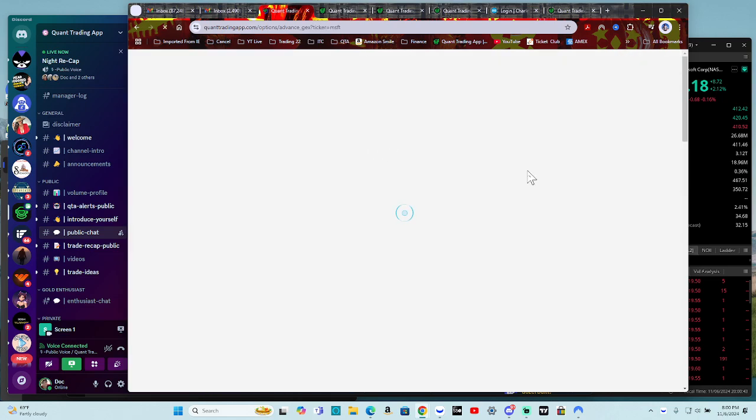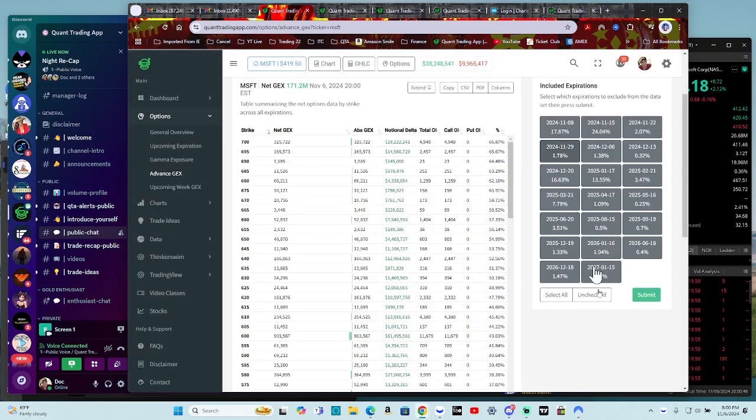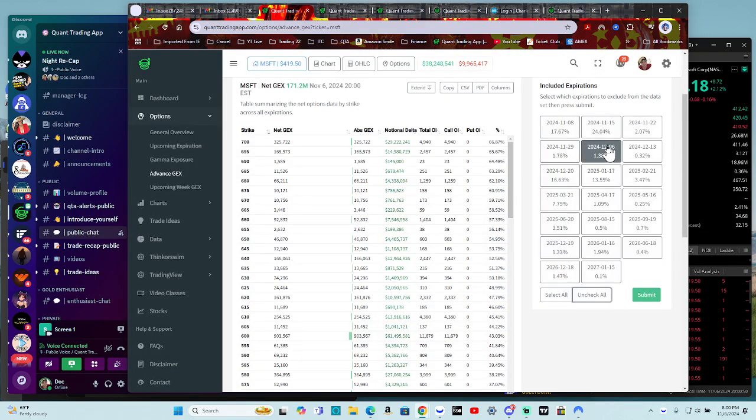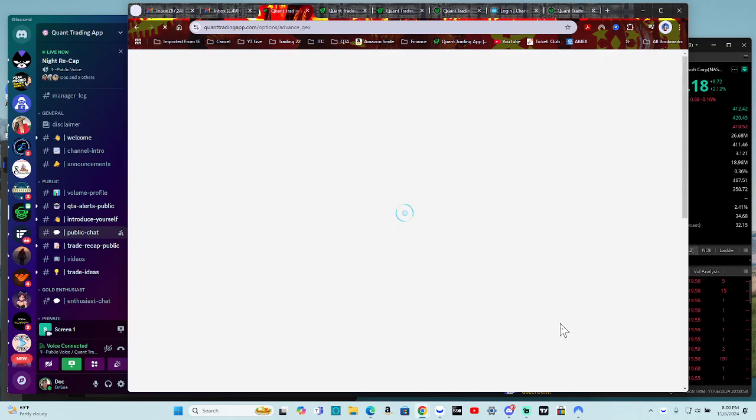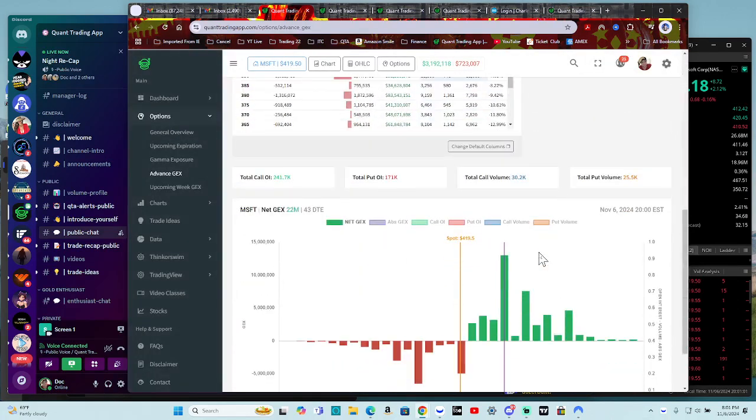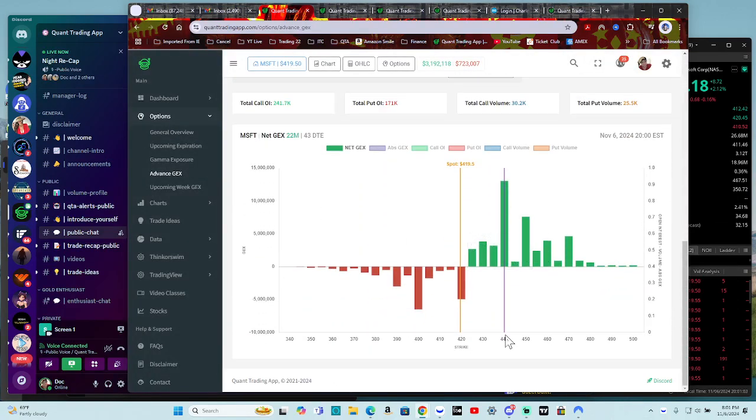After typing in Microsoft, we start shaving away or plucking away all the other ones. Let's just go for, I think it was the December OPEX, the monthly expiration. This is the more popular one to trade. We have 440, a strong position.